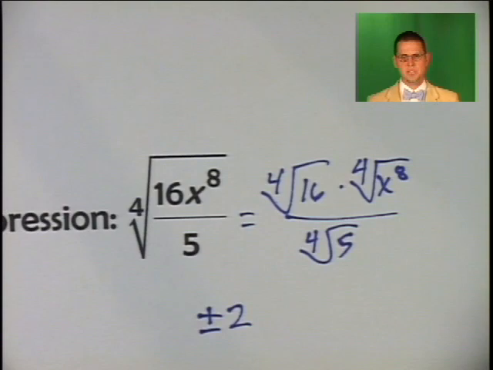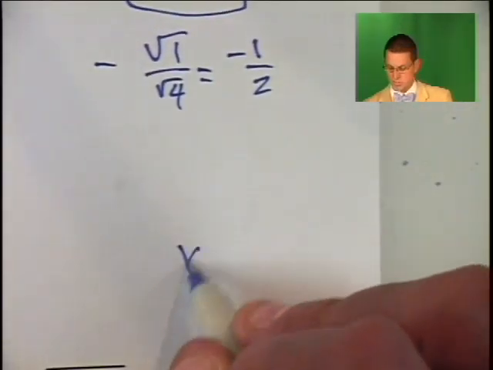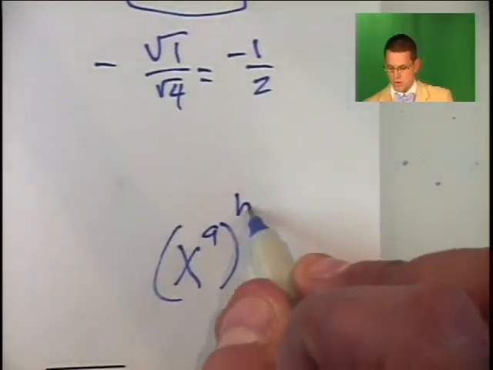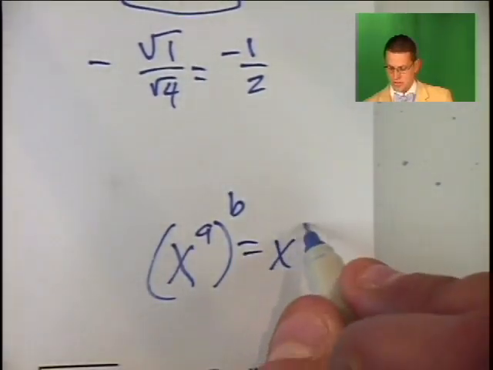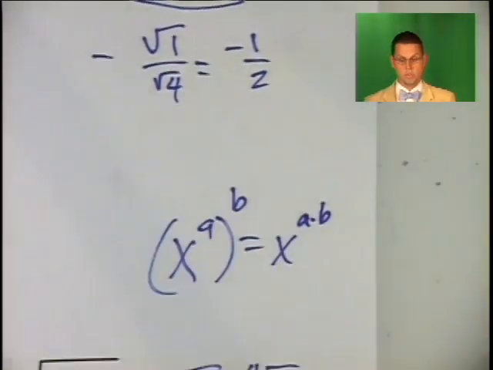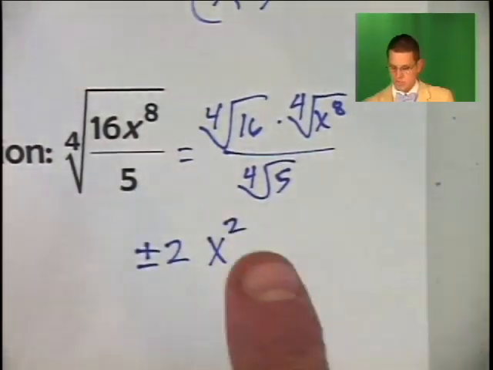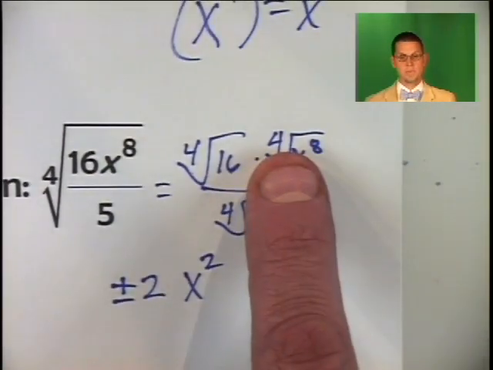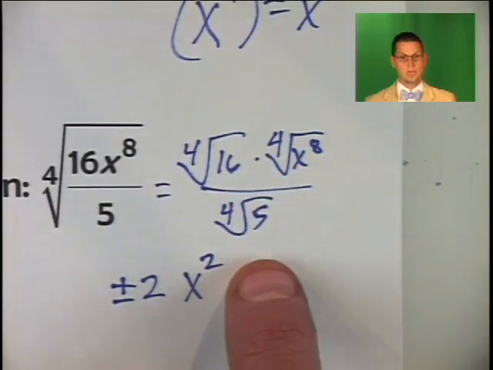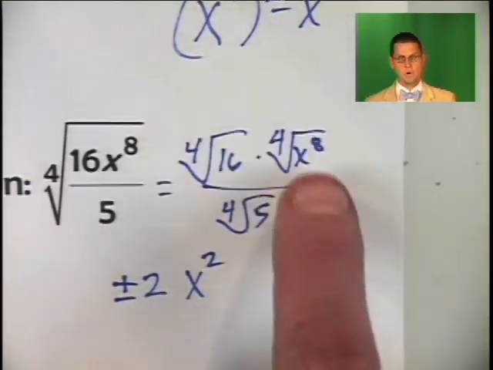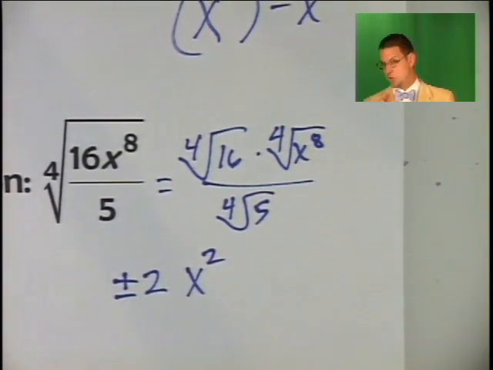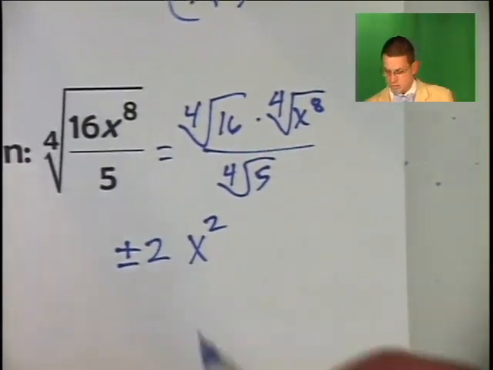The fourth root of x to the 8, that one's going to be a little bit trickier. What number, when you raise it to the fourth power, gives you x to the 8th? Well, remember the property of exponents. It says x to the a power raised to the b power is x to the a times b power. You multiply when you're raising a power to a power. So if I take x squared and I raise it to the fourth power, that's going to give me 2 times 4, which is 8. So the fourth root of x to the 8th is x squared. I'm going to show you a little bit easier way to do that here just a little bit.